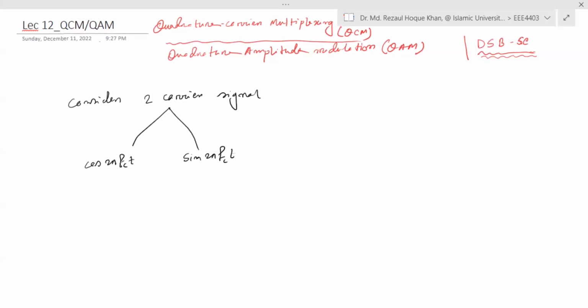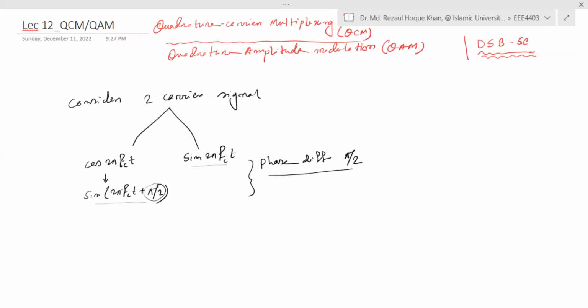Here we can see that sine and cosine are 90 degrees apart from each other. For example, if I write cos 2 pi fct, I can write it in terms of sine as sine 2 pi fct plus pi by 2. So if I compare this carrier with that carrier, they have a 90 degree phase shift. The phase difference of these two carriers is pi by 2, or 90 degrees.